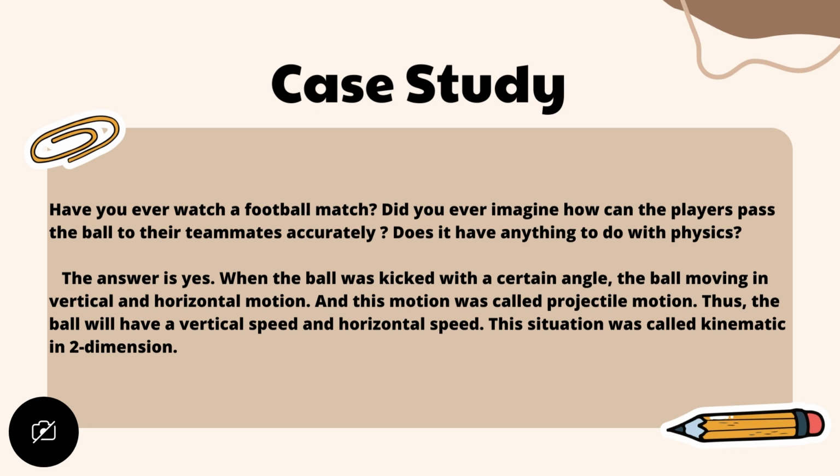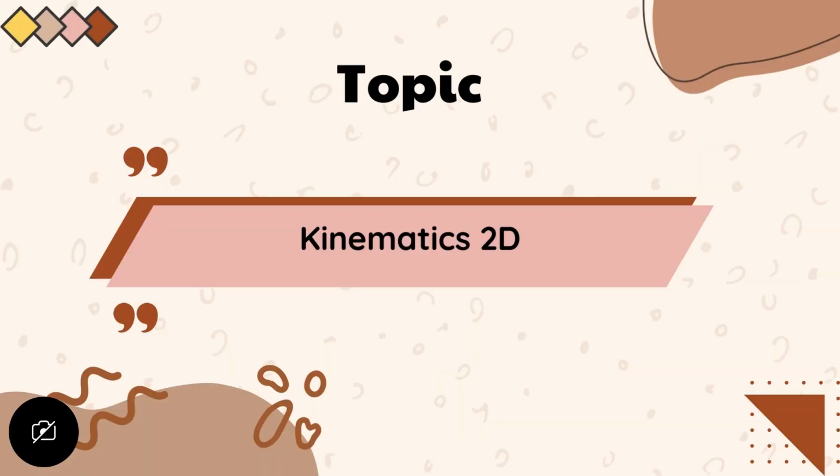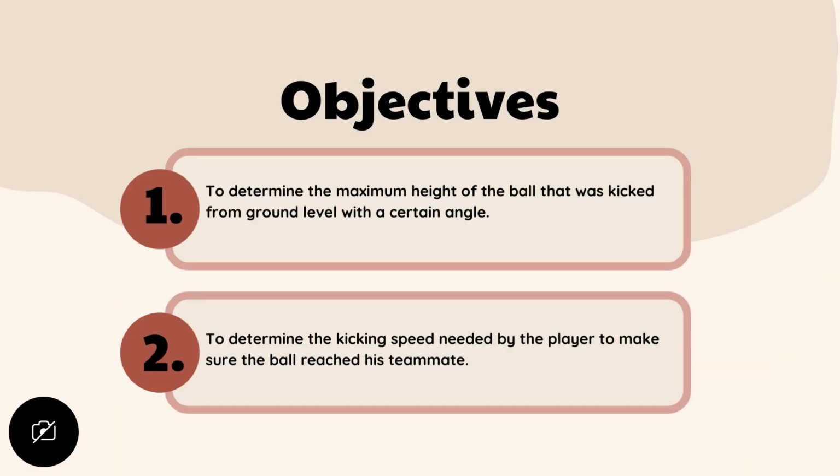The answer is yes. When the ball is kicked at a certain angle, the ball moves in vertical and horizontal motion, and this motion is called projectile motion. Thus, the ball will have a vertical speed and a horizontal speed. This situation is called kinematics in two dimensions. This is our topic.